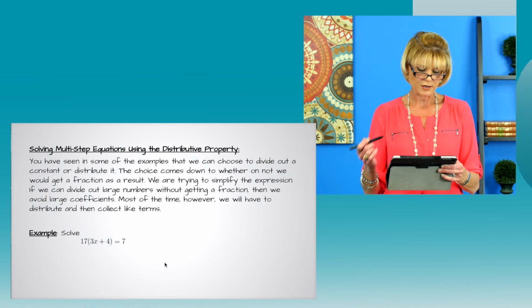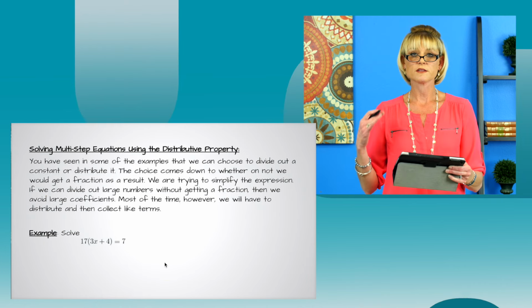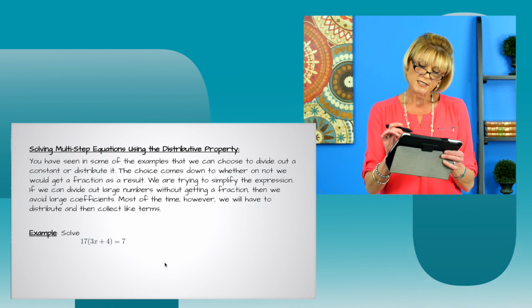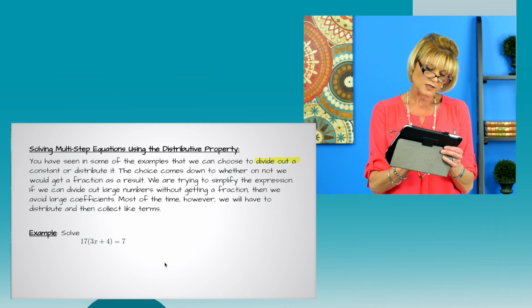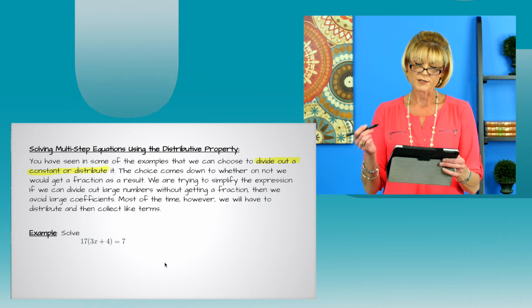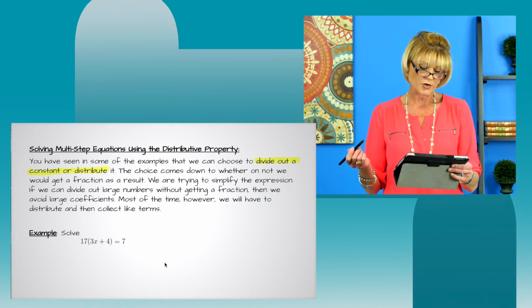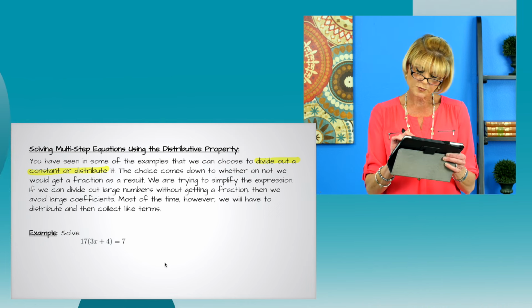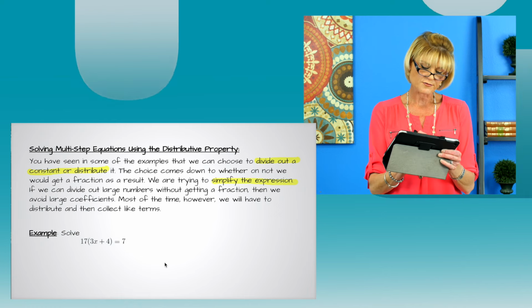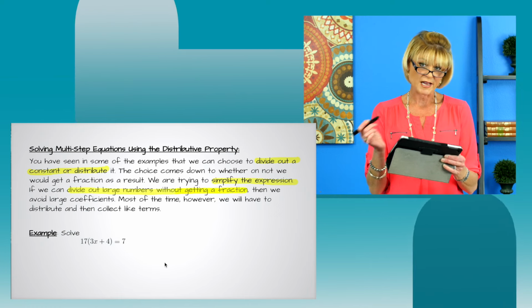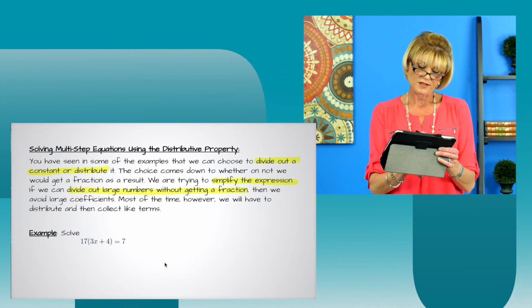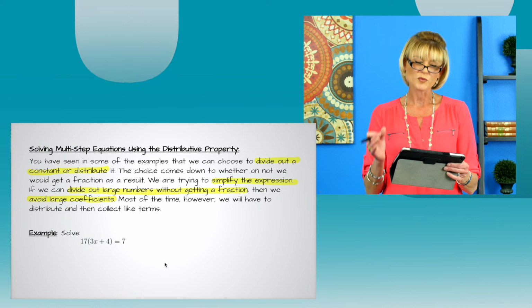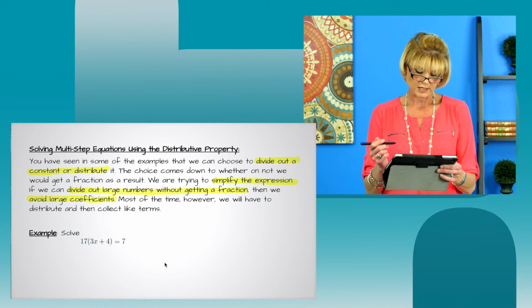So let's also talk about solving multi-step equations using the distributive property. So you've seen in some of the examples that we can choose to divide out a constant or we can distribute it. Now the choice oftentimes is going to come down to whether or not we're going to get a fraction as a result. So we're trying to simplify the expression. If we can divide out large numbers without getting a fraction, then we're going to avoid large coefficients. So most of the time, however, we will have to distribute and then collect like terms.